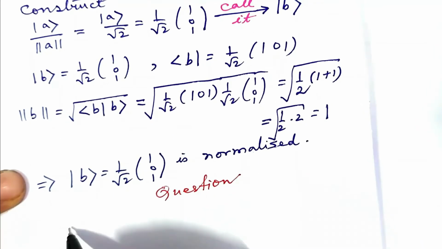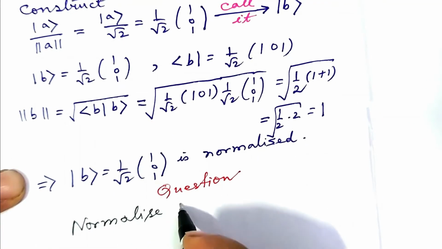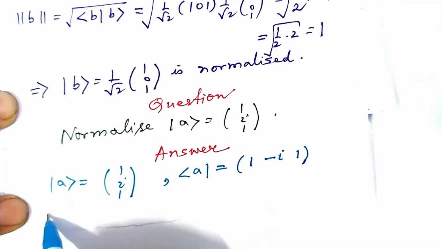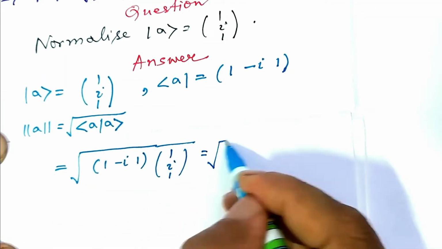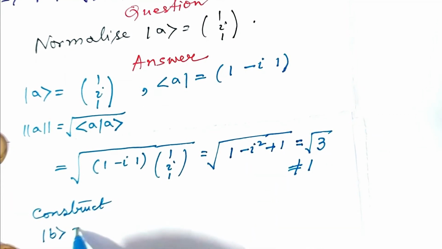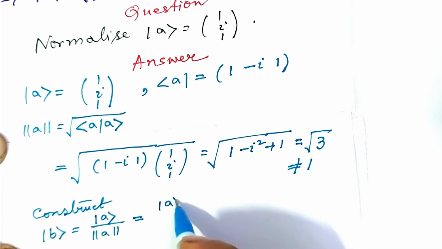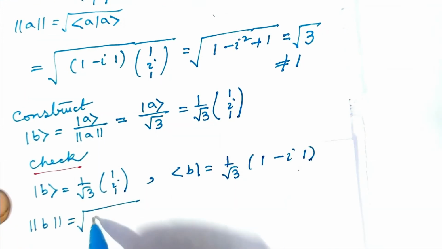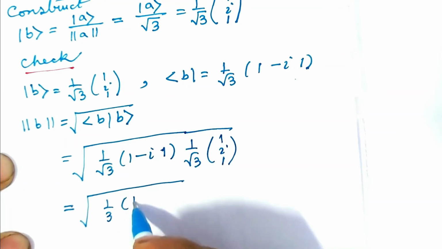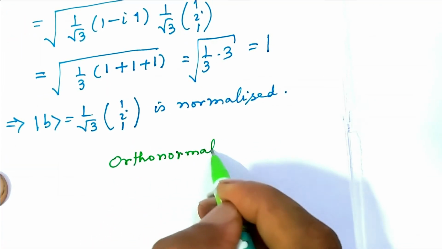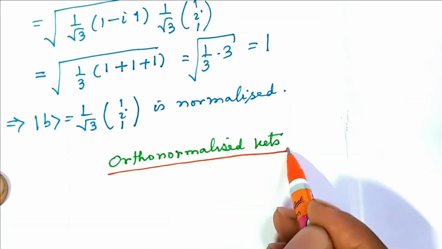Another question. Normalize ket A equal to 1 i 1. Answer: we first find the norm of ket A and it is under root 3. Then we construct a new ket B as ket A divided by norm of ket A, that is ket A by root 3. The norm of ket B turns out to be unity. We shall call it a day after discussing what we mean by orthonormalized kets.